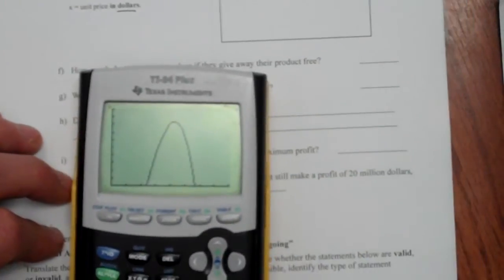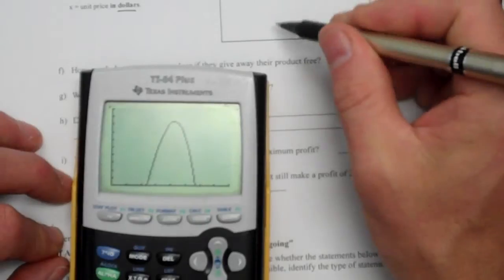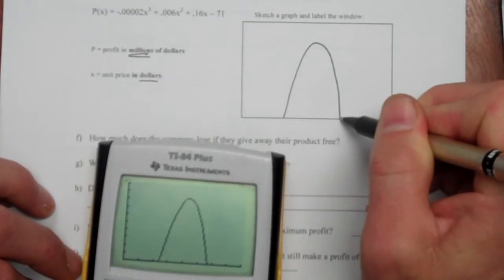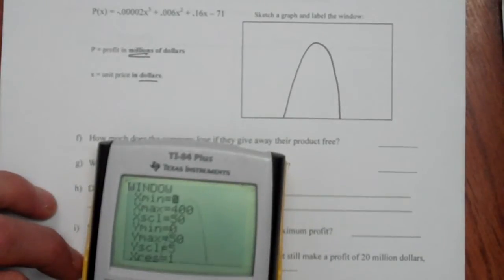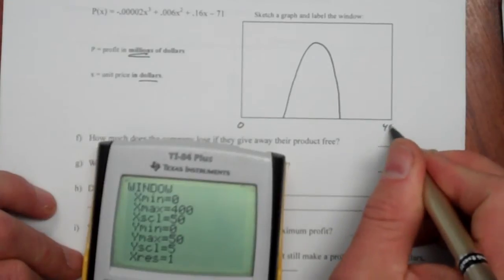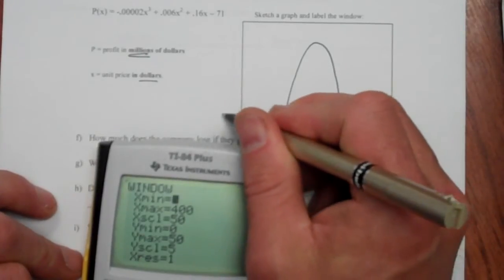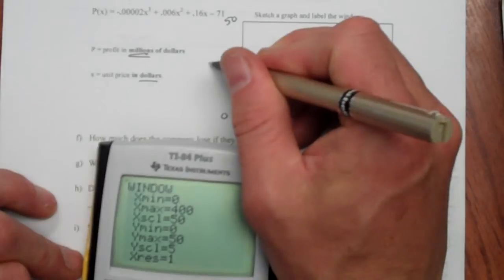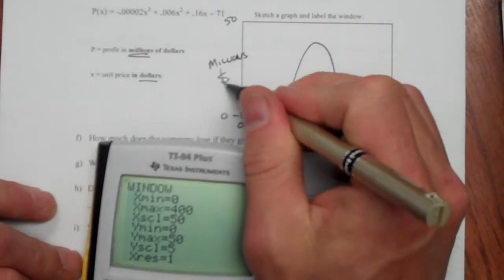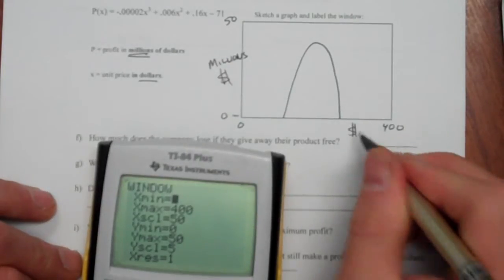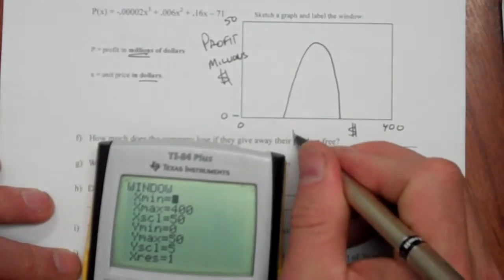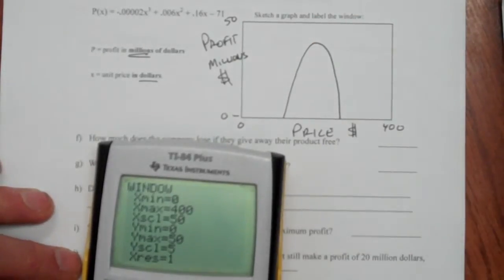Okay, so I can simply sketch that graph right here. That's pretty boring, but I want to make sure I include the window. So I go back to my window. This is going from 0 in my X to 400, and from 0 in my Y to 50, and this is millions. This is dollars, the price I'm charging. So profit and price. Okay, label your graph.